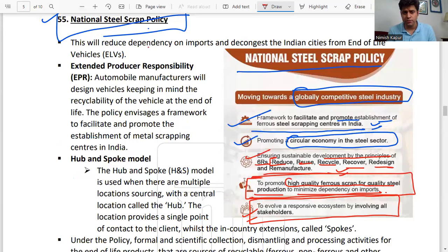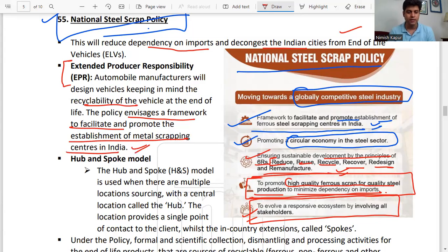Now this will reduce dependency on imports and decongest Indian cities of end of life vehicles, right? Now under this, extended producer responsibility will be there. What is this? That the automobile manufacturers which are designing vehicles will also keep in mind the recyclability of the vehicle and end of life. This policy envisages a framework to facilitate and promote establishment of metal scrapping centers in India. Now, this will work on a hub and spoke model.